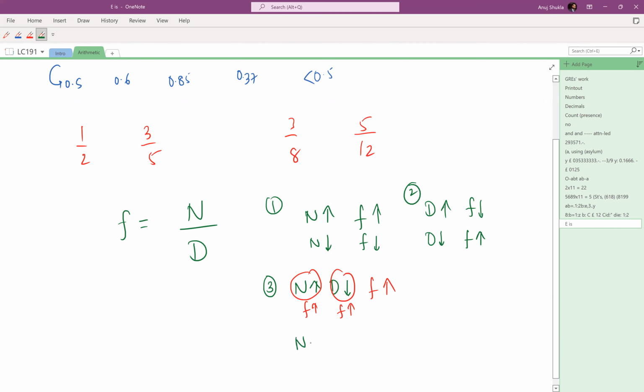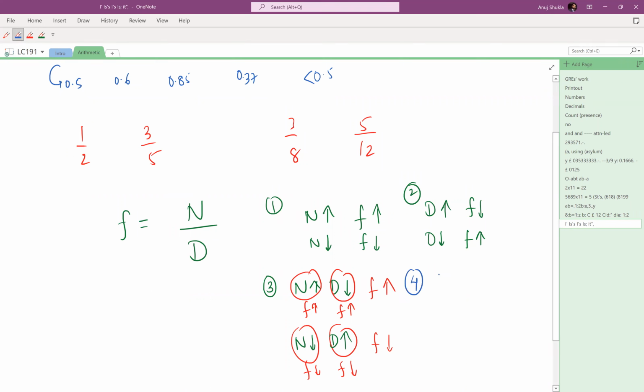If the numerator is reduced and the denominator is increased, what will happen? Its effect is fraction reduction, and this one is also fraction reduction. So overall, what will happen? The fraction will reduce. Okay, all three cases clear? Yes or no? Yes, sir. Okay. The fourth case, and this is the most important case.